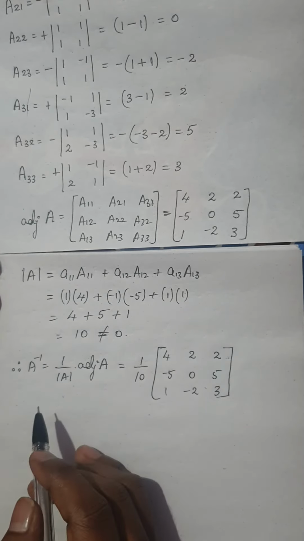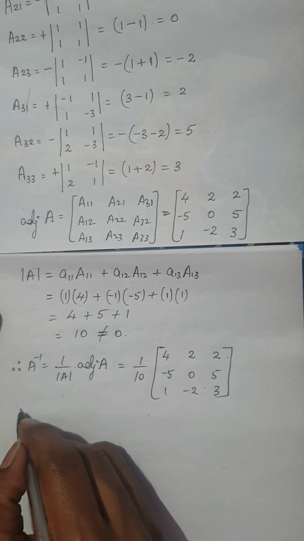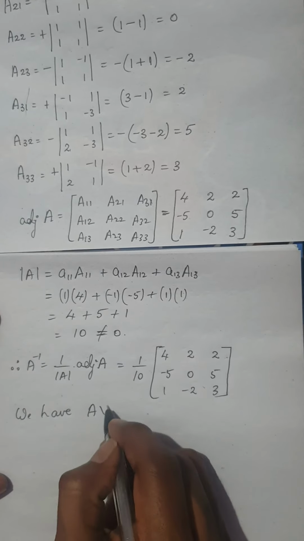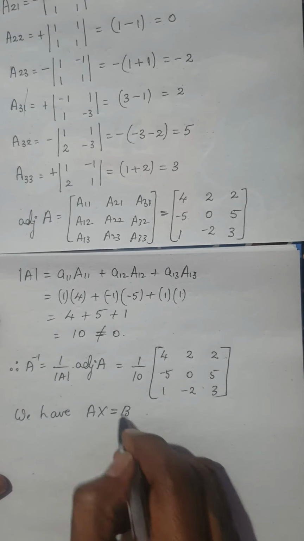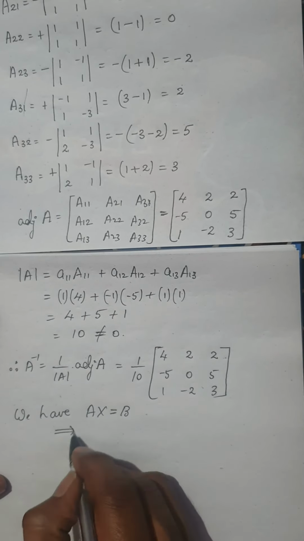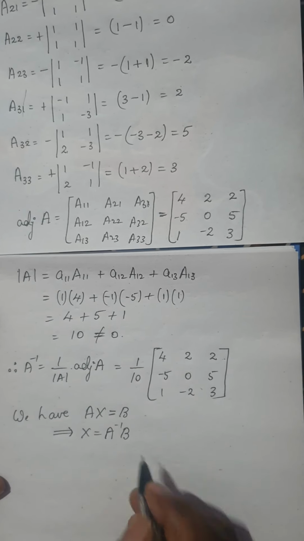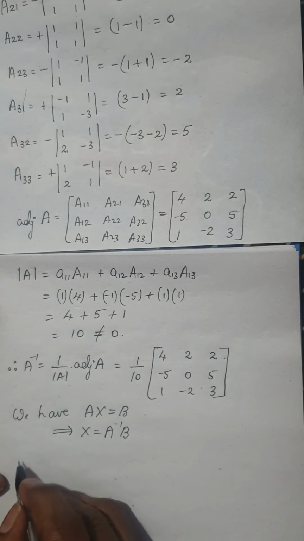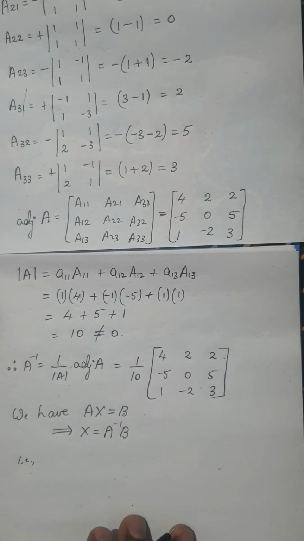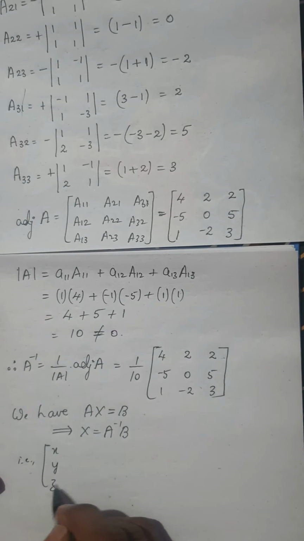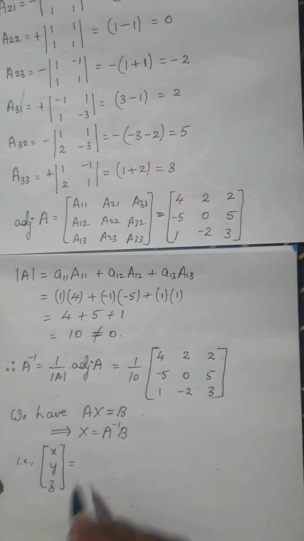So once you have found A inverse, we have A into X is equal to B. We already have this, so X will be A inverse into B. This is a regular procedure. That is, what is X? X will be an unknown value column matrix, that is X, Y, Z.